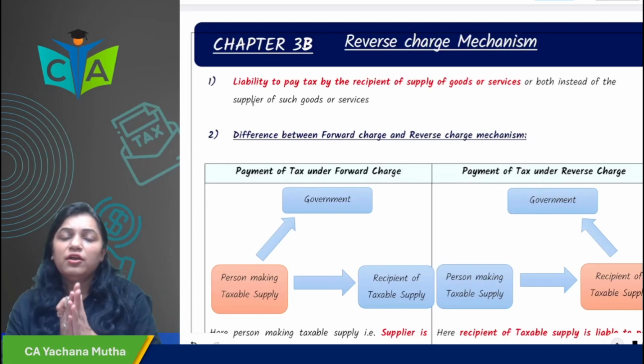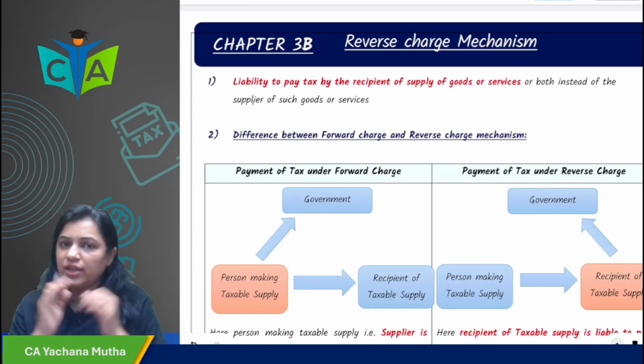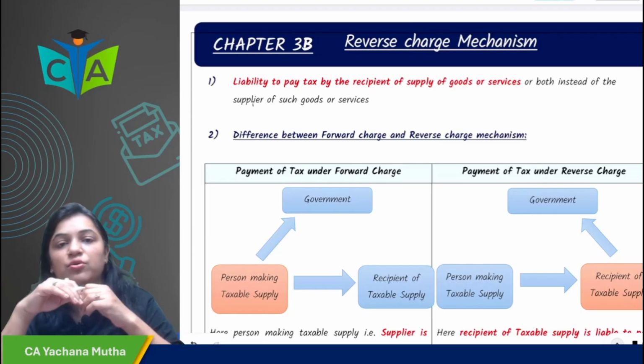So what would we be doing? Marathon revision of the reverse charge chapter. Okay, here we are going to discuss the reverse charge mechanism chapter.